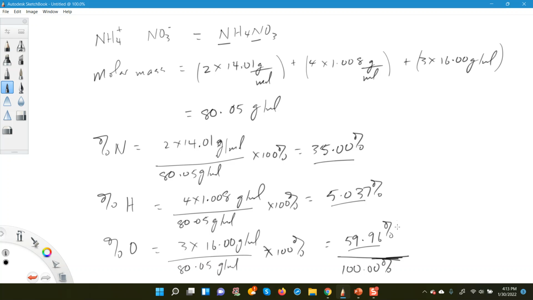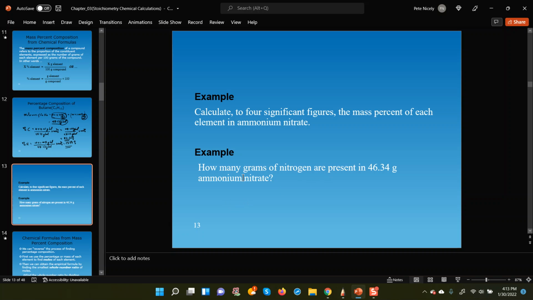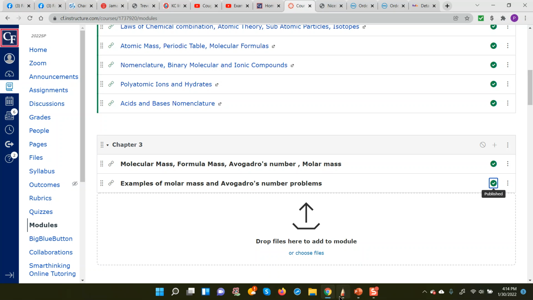All right, so that's the first example on that page. The second example is asking how many grams of nitrogen are present in 46.34 grams of ammonium nitrate. So same compound, ammonium nitrate, but this time we're given the mass of the compound, and the question is asking for the mass in grams of nitrogen present.